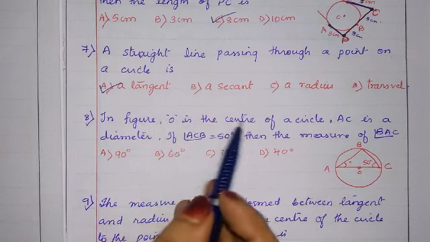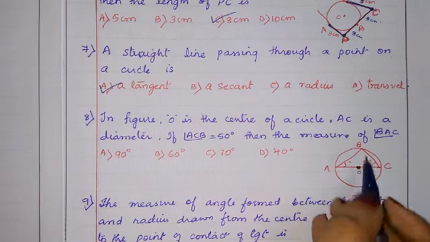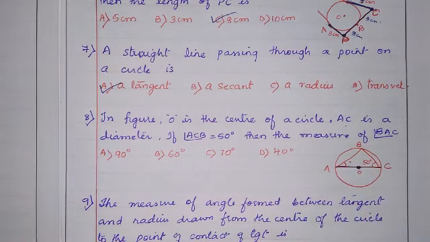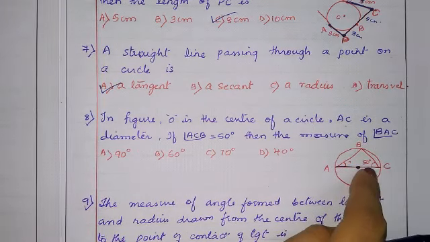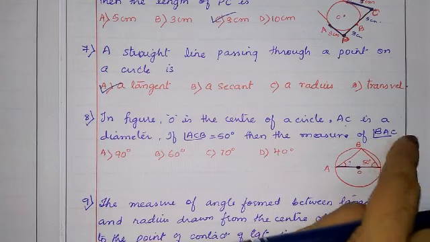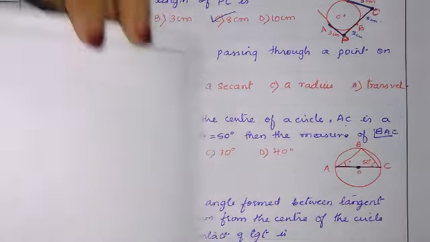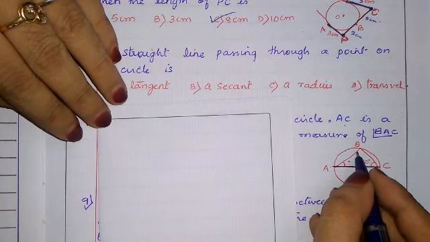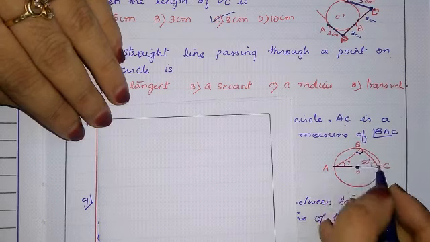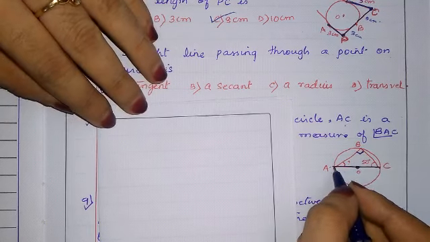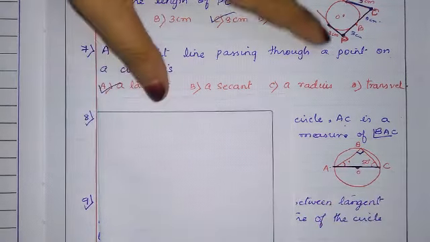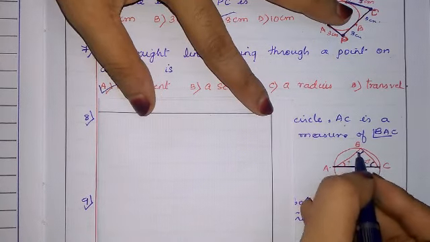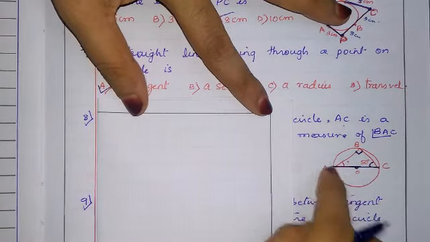In the figure, O is the center of the circle. AC is a diameter. If ACB is 50 degree, then the measure of BAC is, you can see the figure here. We know that the angle in a semicircle is 90 degree. We all have learned about it. This they have given 50 degree, then this is 90 degree. We have to find A.